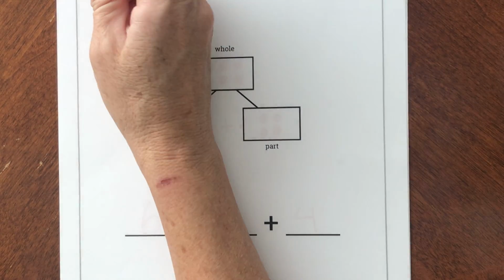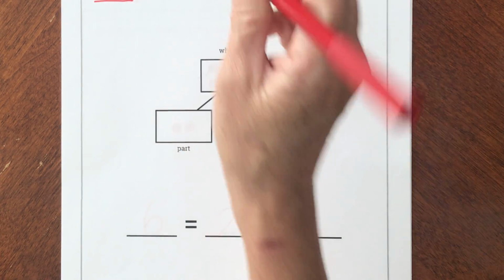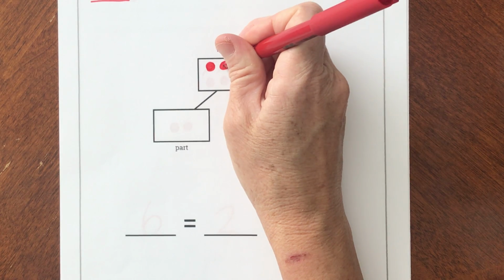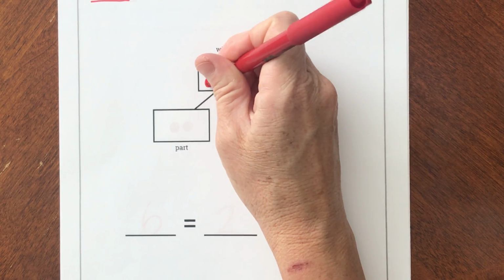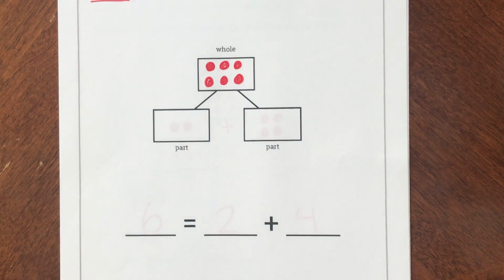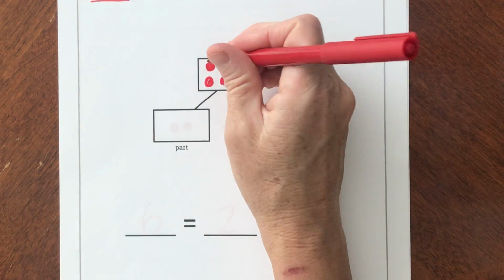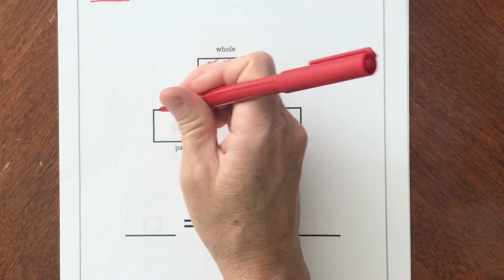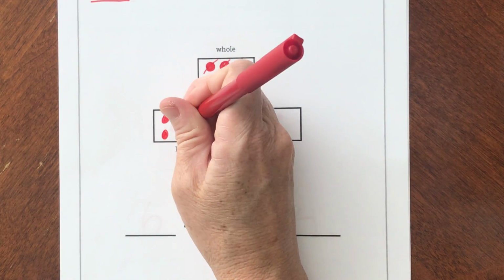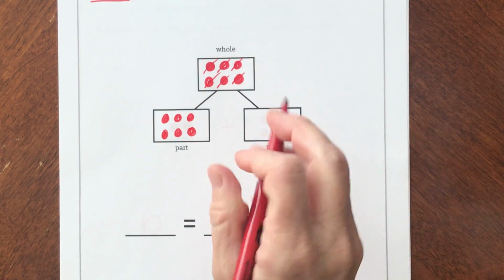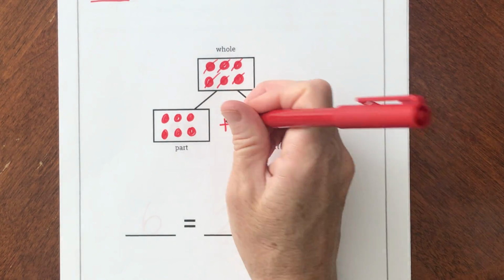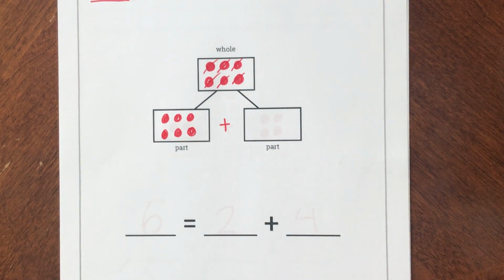I could say decompose the number 6. Let's do it a different way. So I'm still going to have 6 here. Okay, what if I decide I'm going to put all 6 here? 1, 2, 3, 4, 5, 6. I'm going to put all 6 in this one. If I put all 6 here, how many is in this part? Isn't there going to be none? There's going to be none.